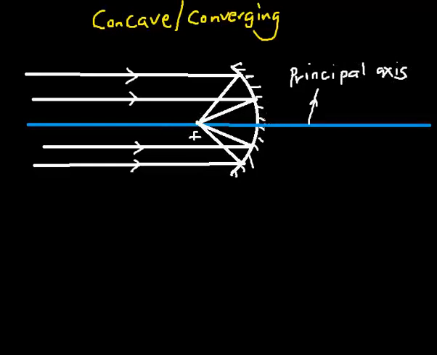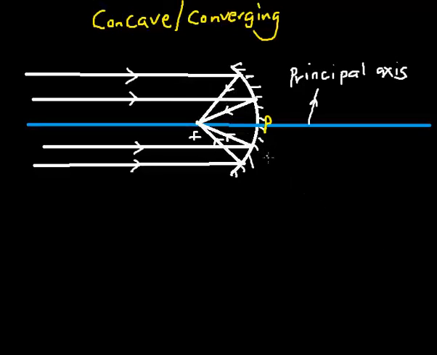What are the key points? The very first key point of the mirror is the center of the mirror. The center of the mirror is the pole of the mirror. I use P to represent that. Then we now have the point I've already represented, the point where all the parallel rays of light converge after they have reflected. That is the point known as the principal focus.